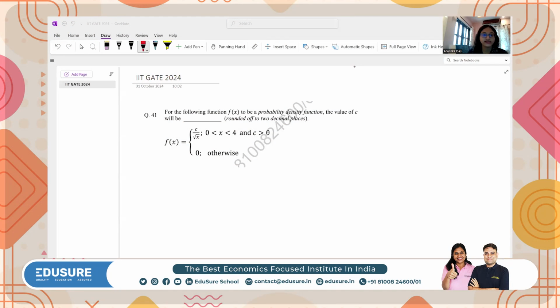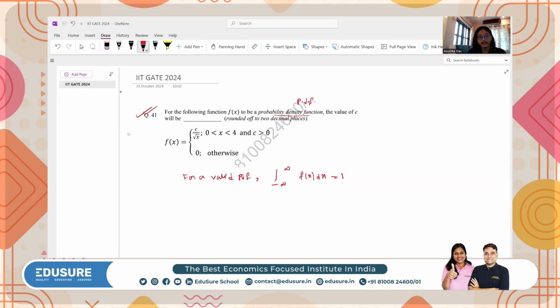Okay, hi everyone. So this is IIT GATE 2024, question number 41. It says, for the following function f(x) to be a probability density function, that is PDF, the value of C will be. So you have to find this value C for which f(x) will be a valid PDF. Now, what we know is that for a valid PDF, the integral from minus infinity to infinity of f(x) dx has to be equal to 1, right, for a continuous probability distribution.